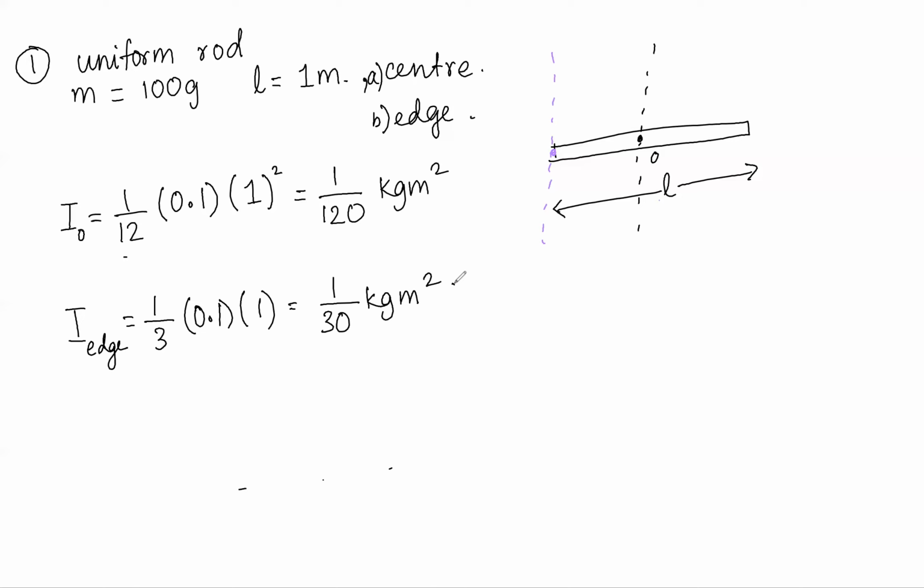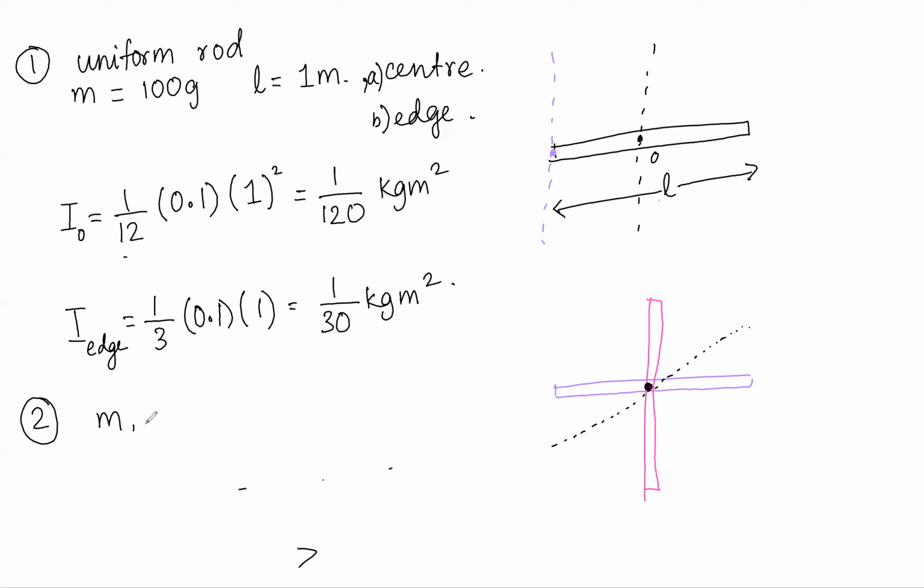Two identical rods are joined to form a plus sign. So we have two identical rods. Let's say this is one rod and there is another rod which is joined along with it to form a plus sign. Find the moment of inertia of this system about the center, if the mass of each rod is m and the length of each rod is L.